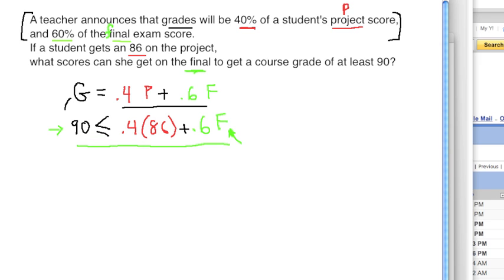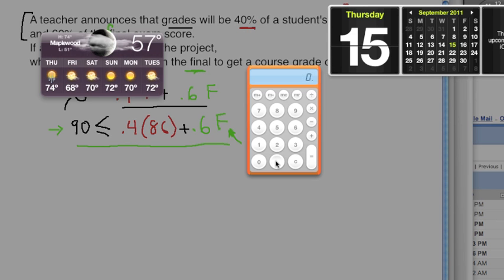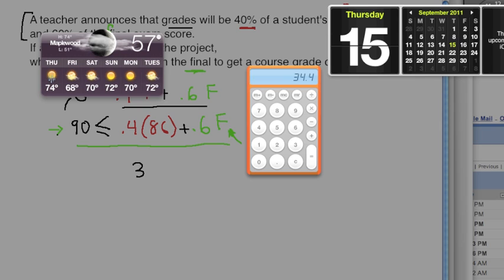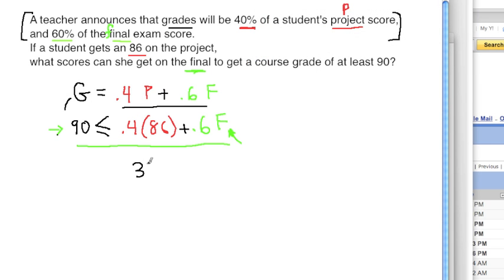Okay, so now let's do the algebra. We have 0.4 times 86. So let's do that. That's 34.4. Let's keep it in black now. 34.4. I just did that multiplication.